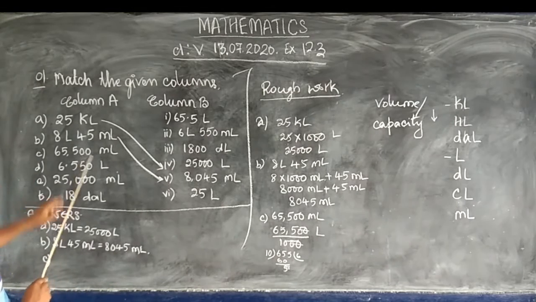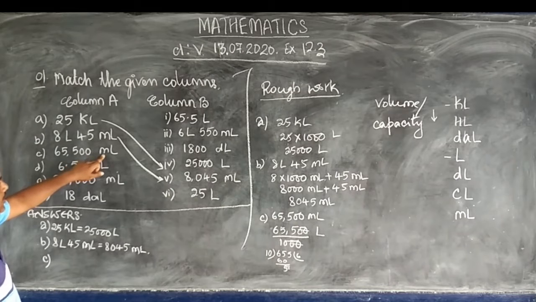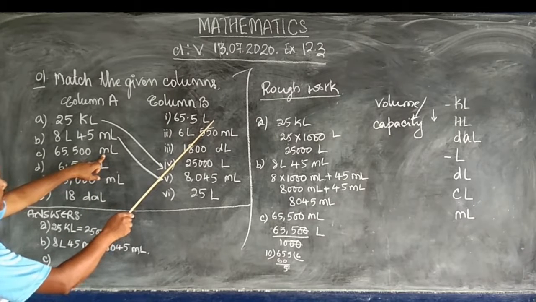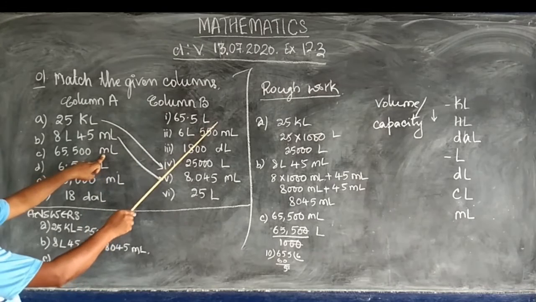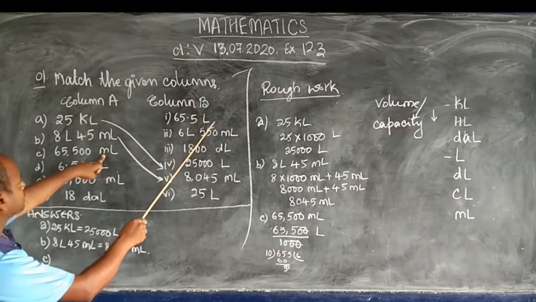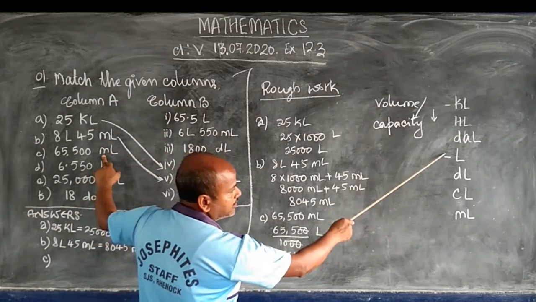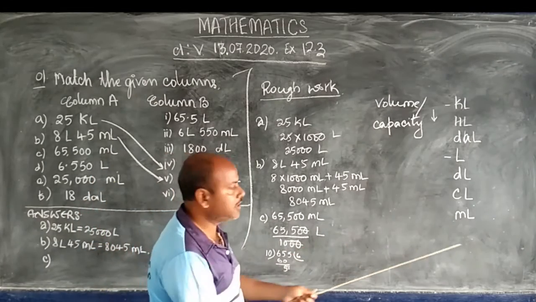Now let's see number C. 65,500 milliliter can be converted in terms of liter. Milliliter can be converted in terms of liter. So what shall we do? We are here at milliliter, and we need to convert it in terms of liter. So that means these are smaller units.